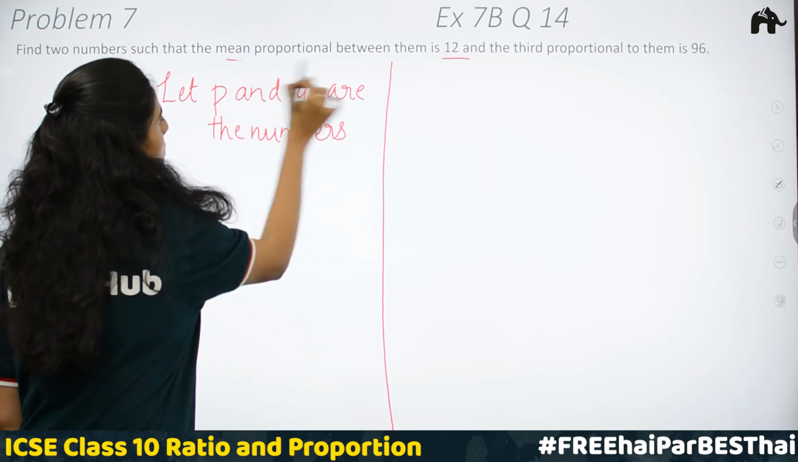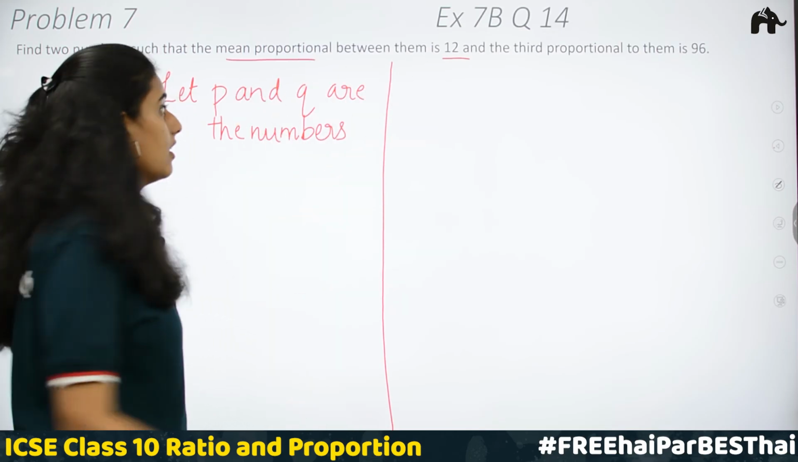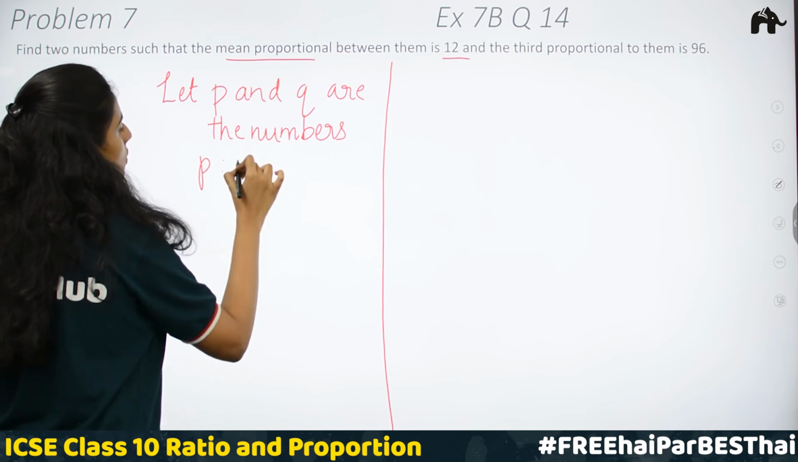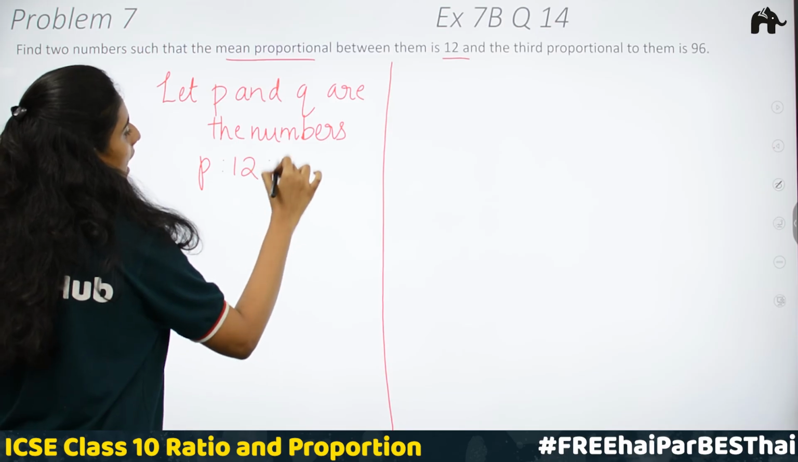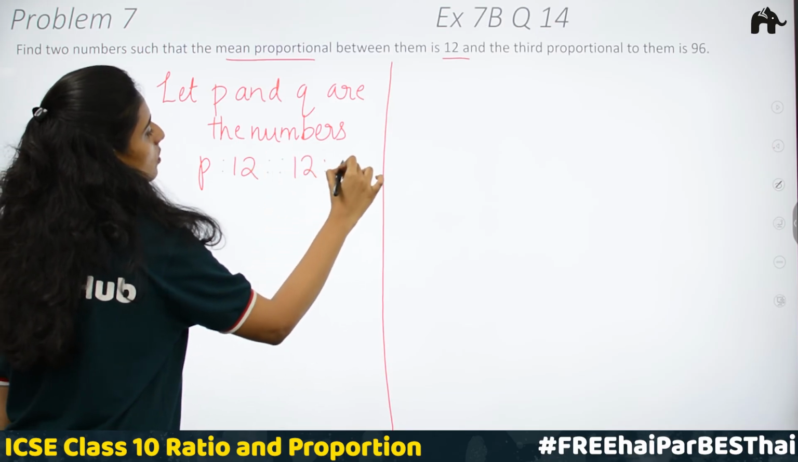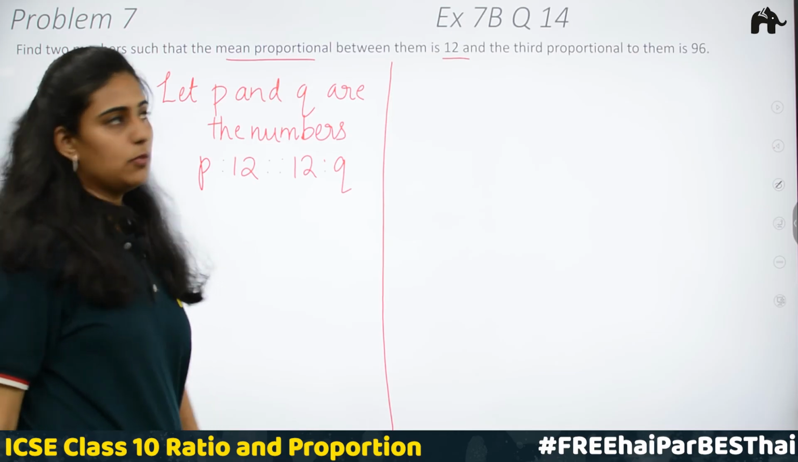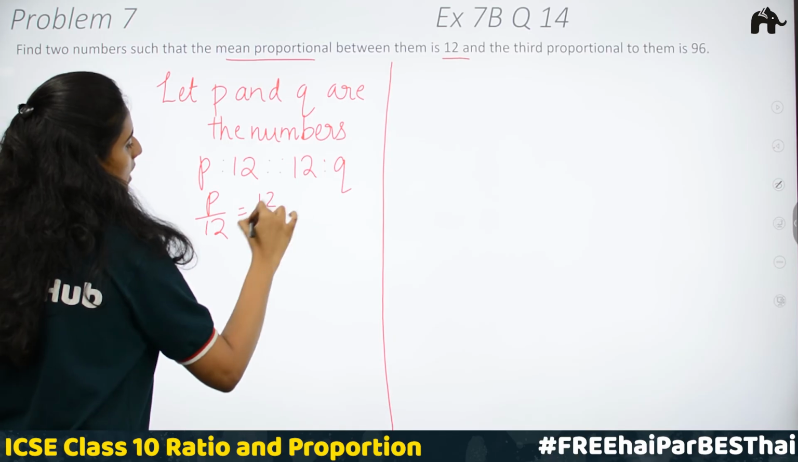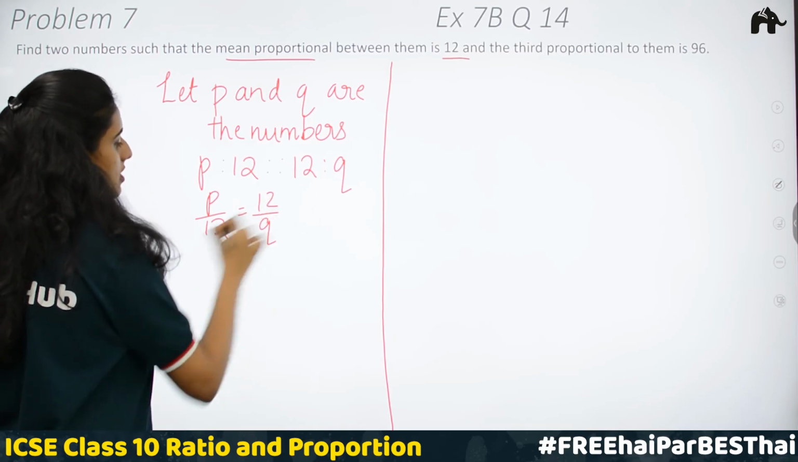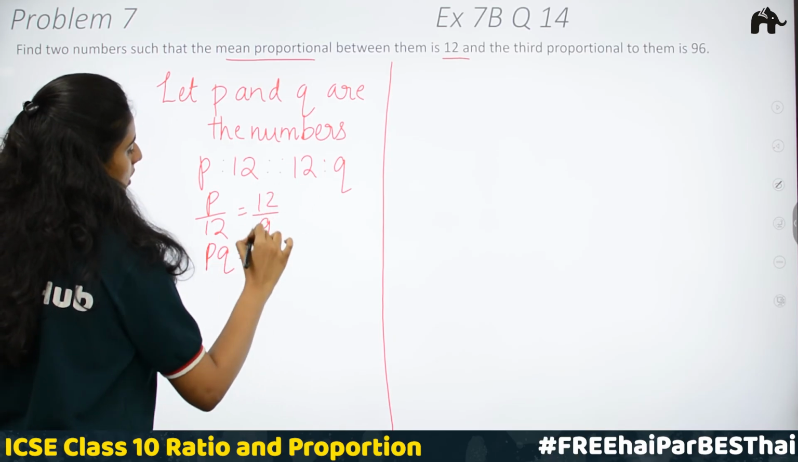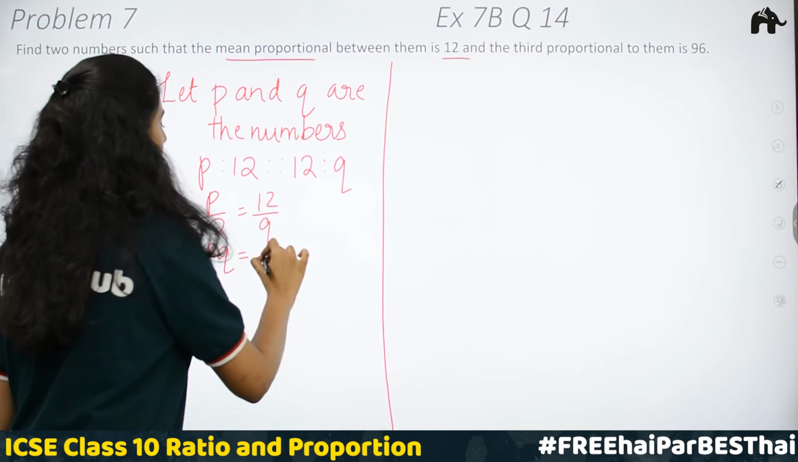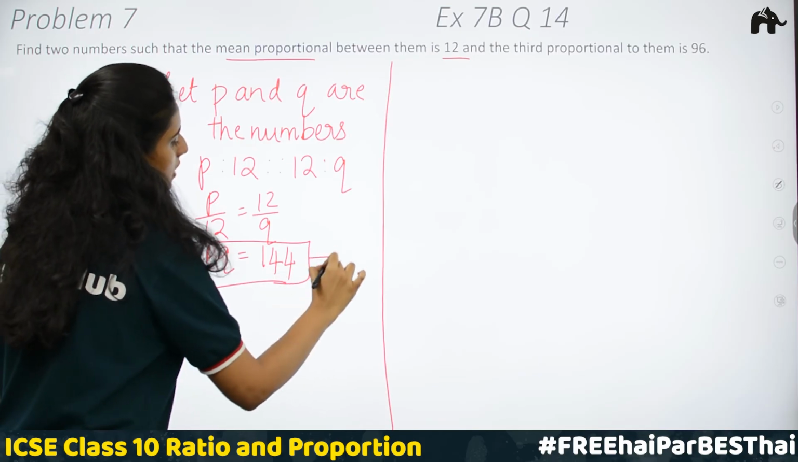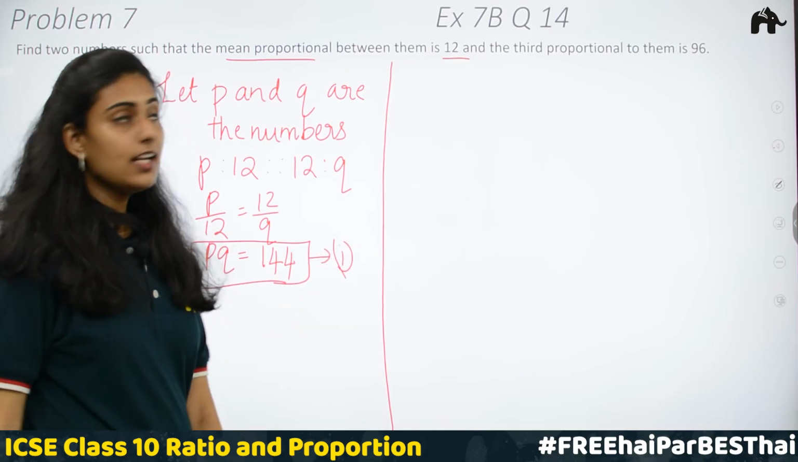First thing, the mean proportional between them is 12. How to write mean proportional? P is to 12 as 12 is to Q. This is how we can represent the mean proportional. That is, P by 12 is equal to 12 by Q, or crossing we get PQ is equal to 12 into 12, that is 12 square, 144. We got PQ is equal to 144. Take it as equation 1.